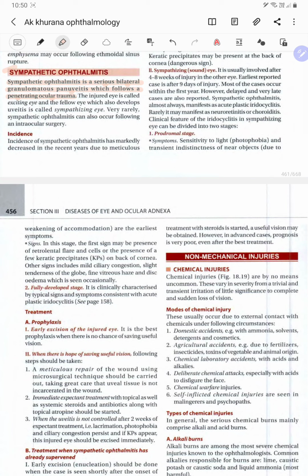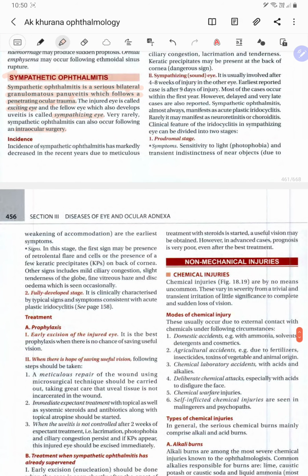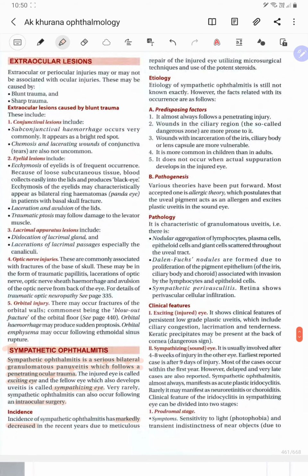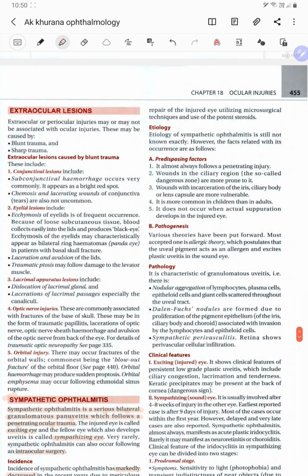The injured eye is called the exciting eye, and the fellow eye which develops the uveitis is called the sympathizing eye. Very rarely it can also follow intraocular surgery. These are very rare. The incidence has markedly decreased nowadays because of meticulous surgical techniques, microsurgery techniques, etc.